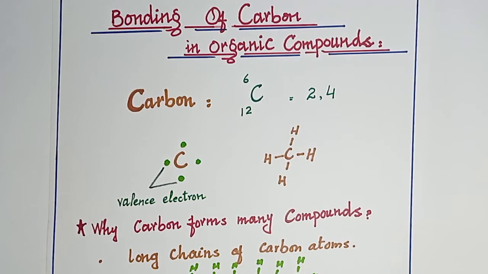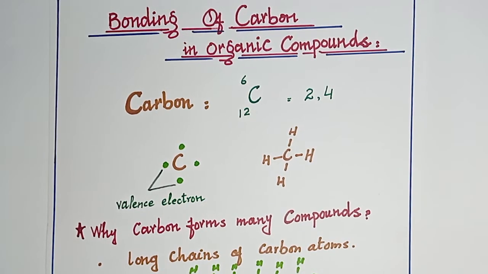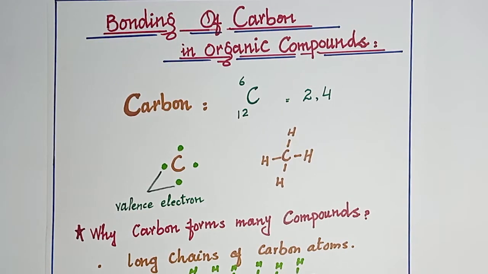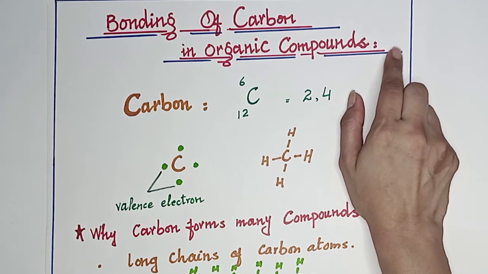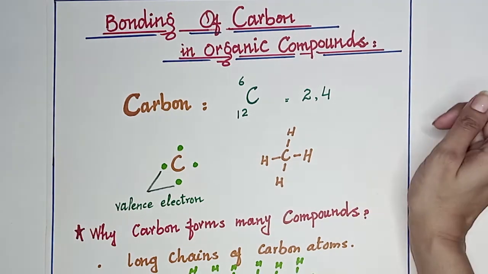So in this lecture, you will be able to learn about the structures and writing formulas of alkanes, alkenes, alcohols and carboxylic acids. So let's begin this lesson. In order to meet the objectives of the lesson, we must know what basically bonding of carbon in organic compounds is.